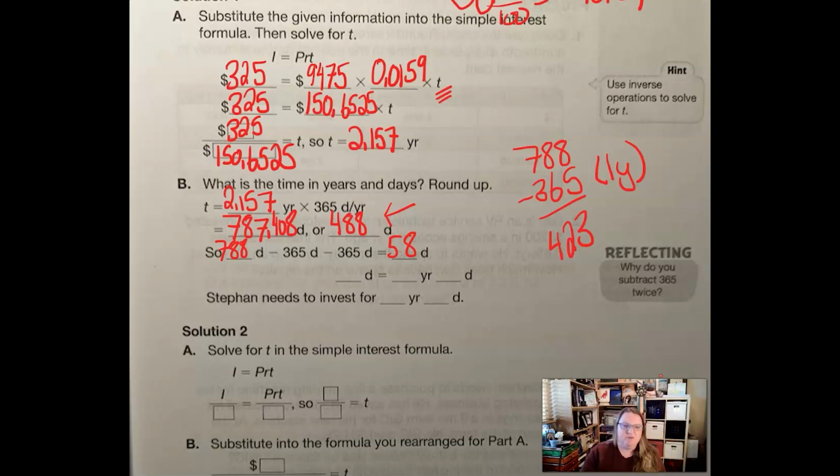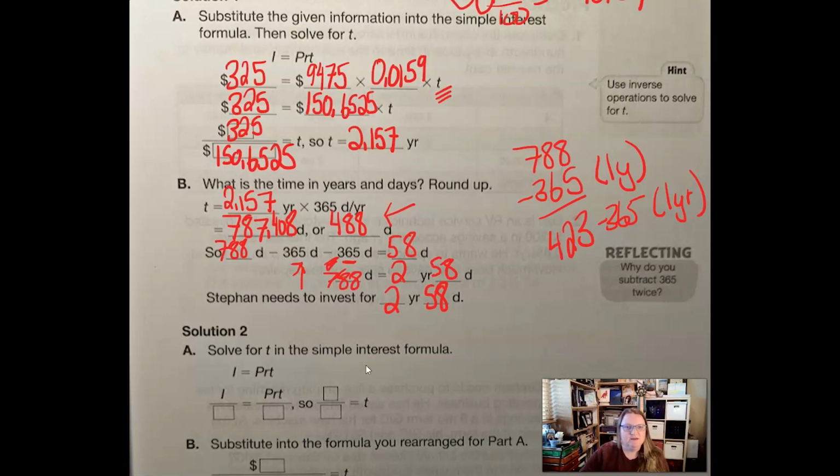So in this case, they did 365, and they're left with 423. So they did it again, minus 365 again for that second year. In that case, they were left with 58 days and 2 years. So 788 days equals 2 years, because we took that off twice, and 58 days. So Stephen needs to invest for 2 years and 58 days exactly in order to get what he needs.